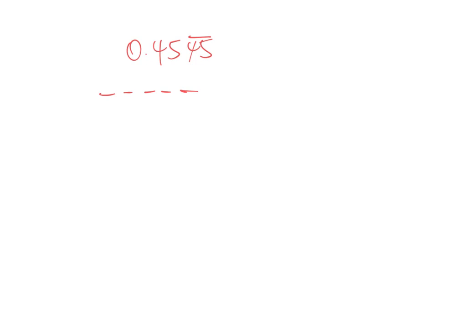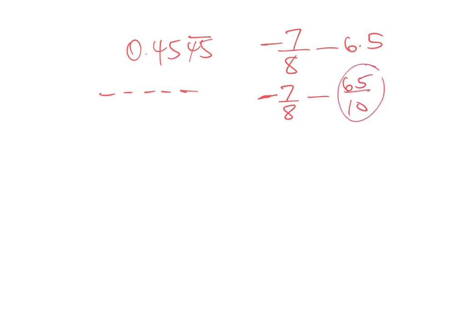Expressions containing both decimals and fractions. If they give you a problem like -7 over 8 minus 6.5, then I would recommend that you convert both to decimals or both to fractions. It's ideal to convert both to one consistent form, whether you do it as fractions, -7 over 8 minus 65 over 10, which you can simplify, that being the fraction route, or change this to a decimal.